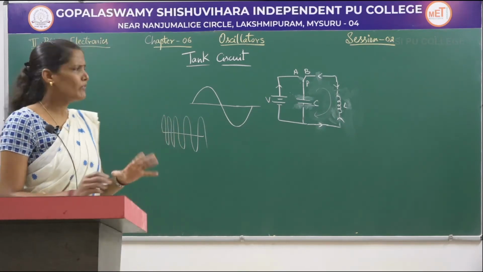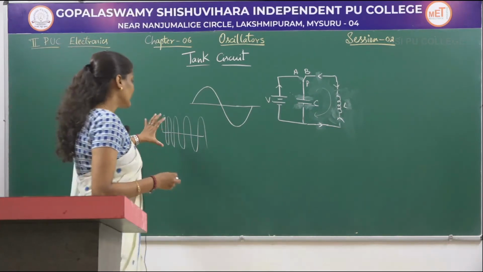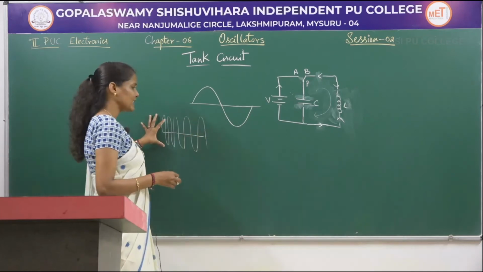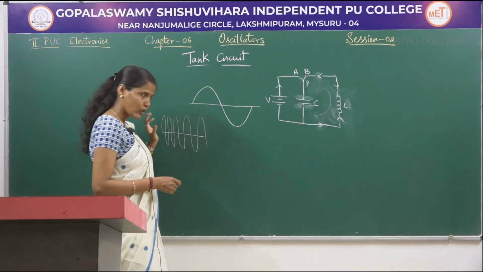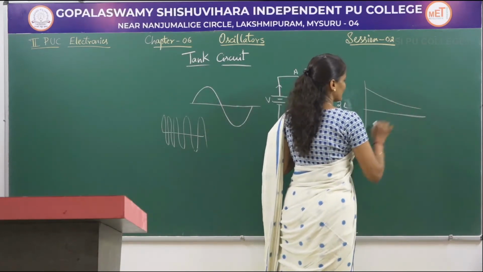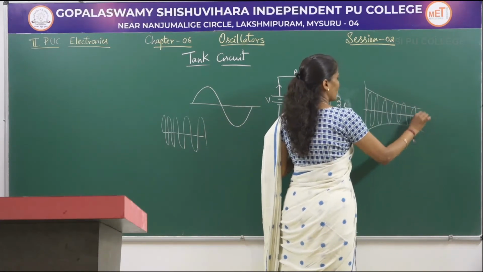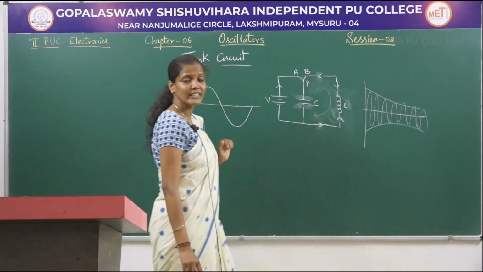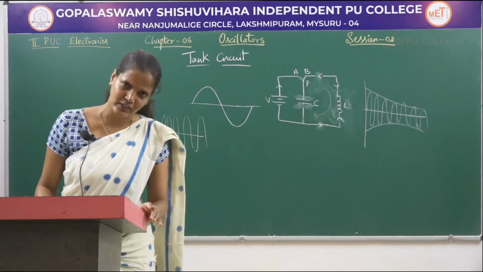So eventually, if this loss is not stopped, then the amplitude of the oscillating signal that is generated will not be constant. It becomes 0 at some point of time. That is, we will be getting the damped oscillation. But we don't want the damped oscillations, we want the undamped oscillation or the sustained oscillations.